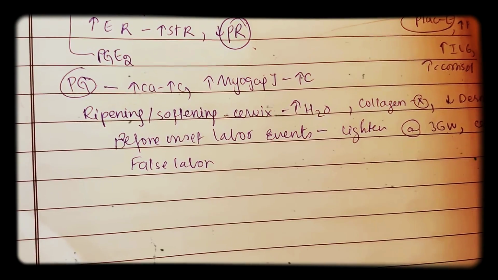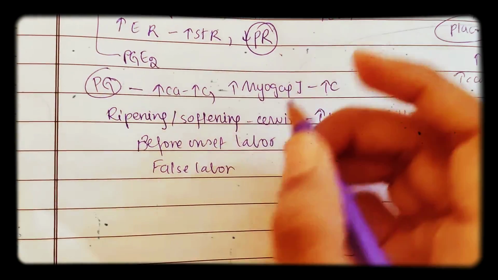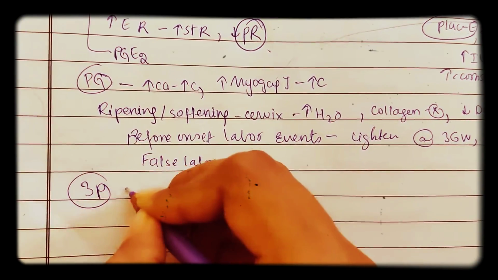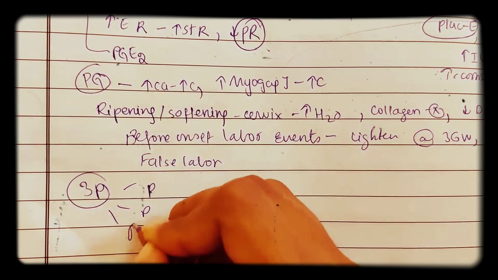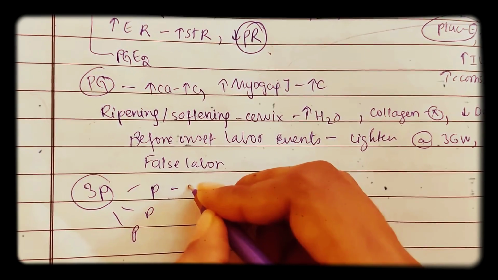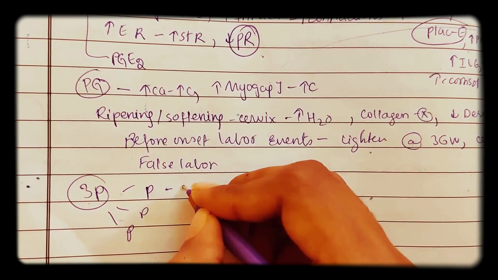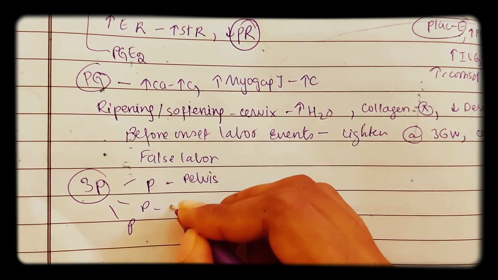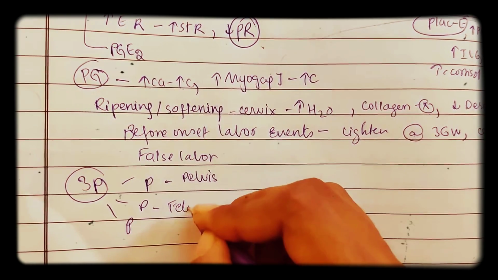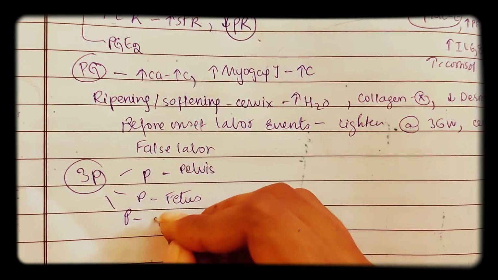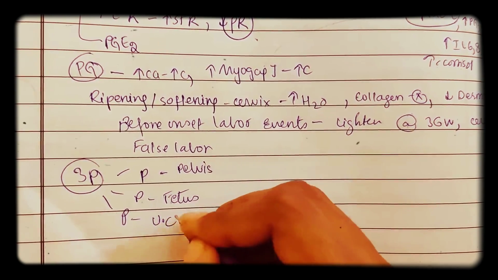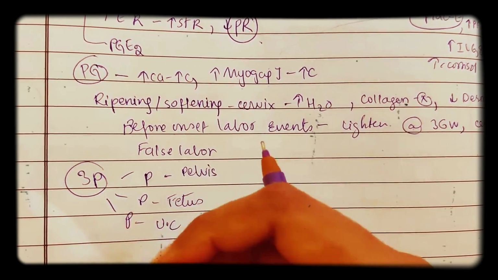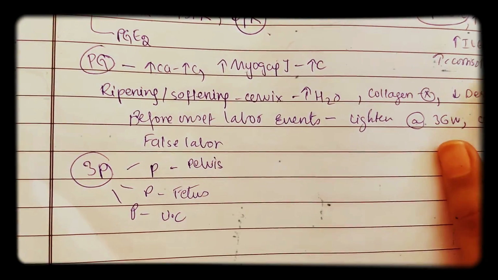For labor to proceed, 3 P's are very important. What are those 3 P's? The first P is passage, that is the pelvis should be normal. Another P is passenger, that is the fetus should be normal, right? Head, everything, okay? The third is powers, the uterine contractions. So these 3 P's are very important for labor.